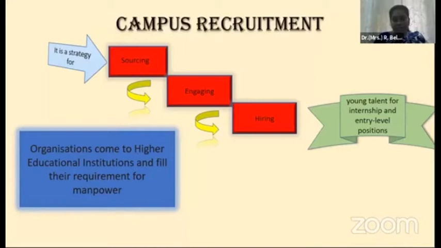So they come to campus. When I say source, they attract eligible candidates. When I say engage, they conduct test process and all the processes. And finally, they give the offer letter.